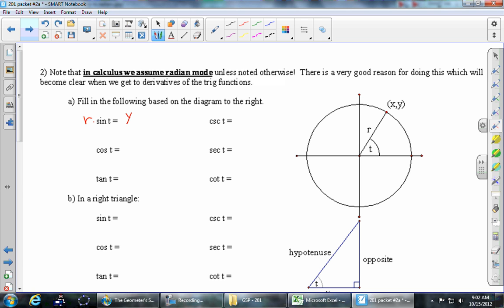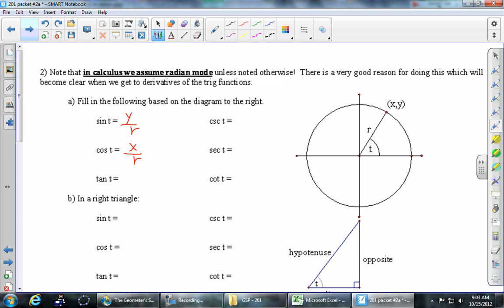So if I'm going to move the r to the right-hand side, where does it go? It's divided by. So that right there is the definition of sine of t. It's the y divided by the radius. When the radius is 1, what does this become? Just y. That's why it's nicer when the radius is 1. Okay, cosine of t is x over r.